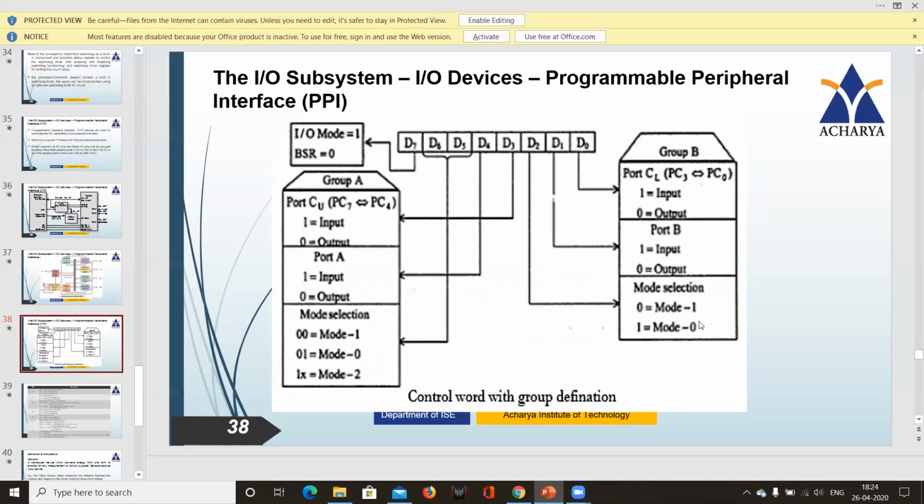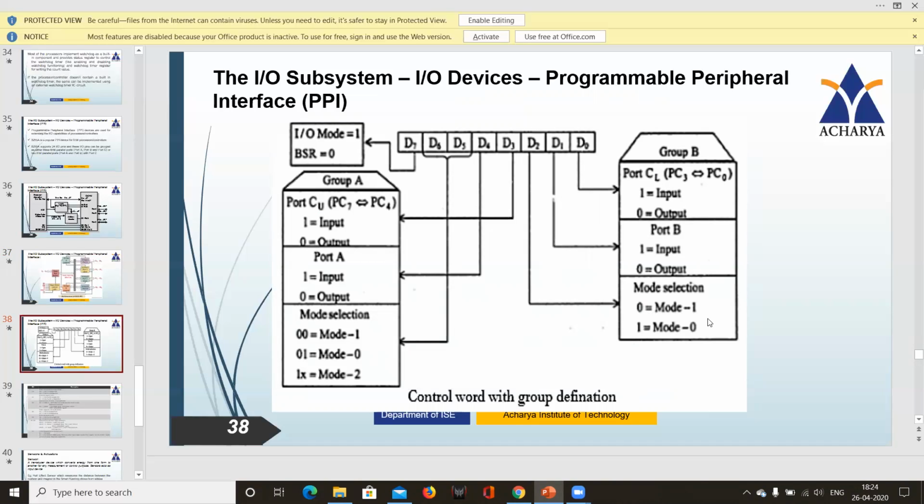Again, there is a small mistake in the diagram. So if it is 0, it is mode 0. If it is 1, it is mode 1. So simple. If it is mode 0, you are using port B for simple application. If it is mode 1, you are using port B for some handshaking application. Let's go to the next one.